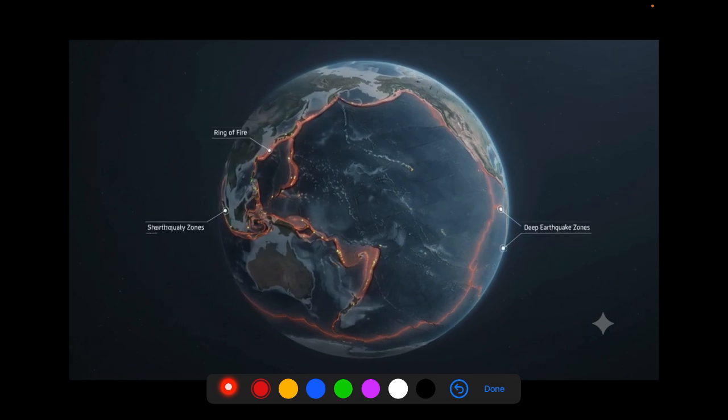Right, so we have seen that the Pacific ring of fire is present in this area, and it has deep earthquakes, right? In Atlantic, we have shallow earthquakes.